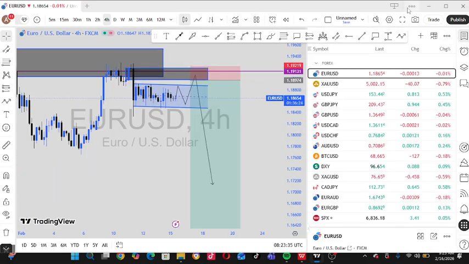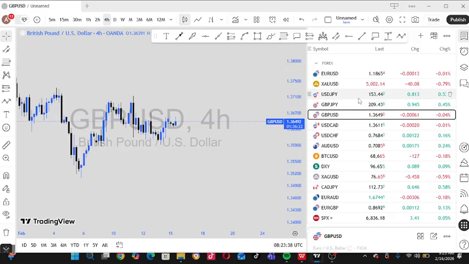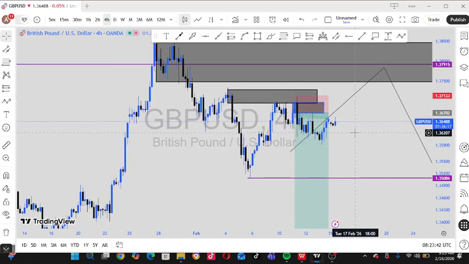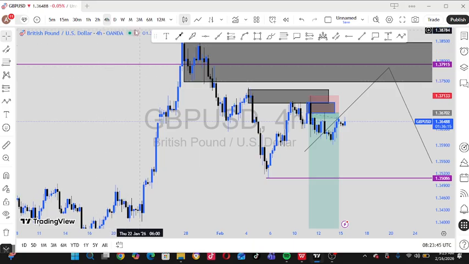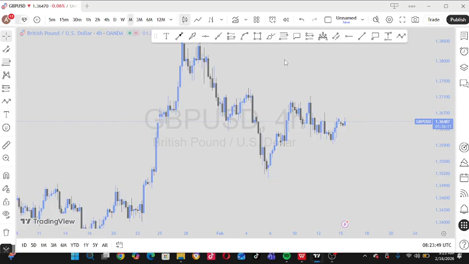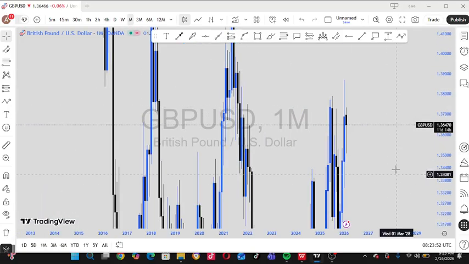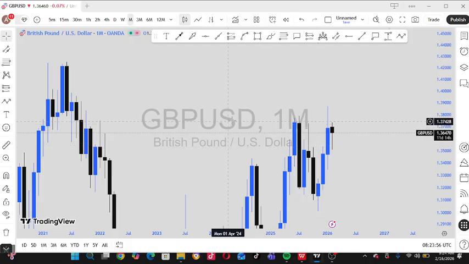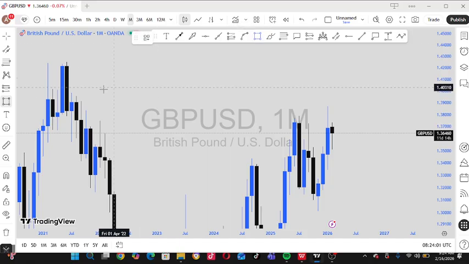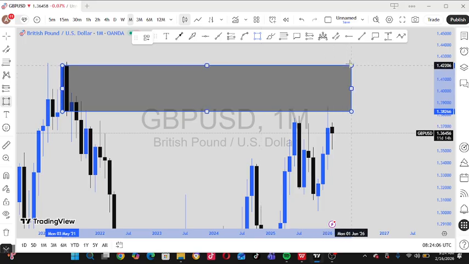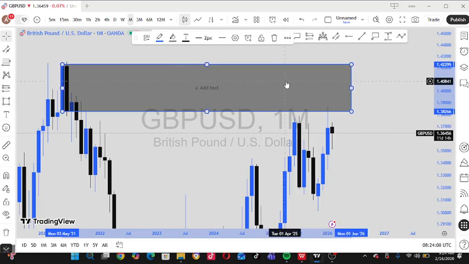The next one should be our GBPUSD. On our GBPUSD, let's see what is going on. Let's delete all this and start afresh. On the monthly time frame, we have the same as EURUSD. You know, EURUSD and GBPUSD, they have SMT divergence. So now it's reacting off the supply zone.